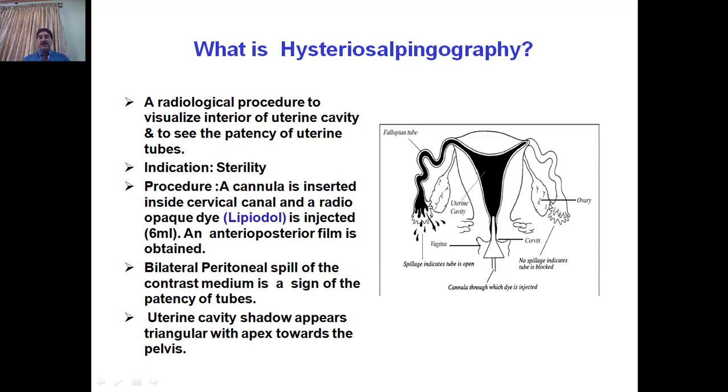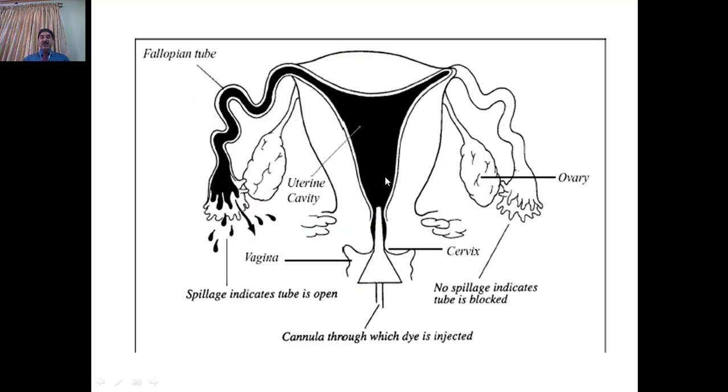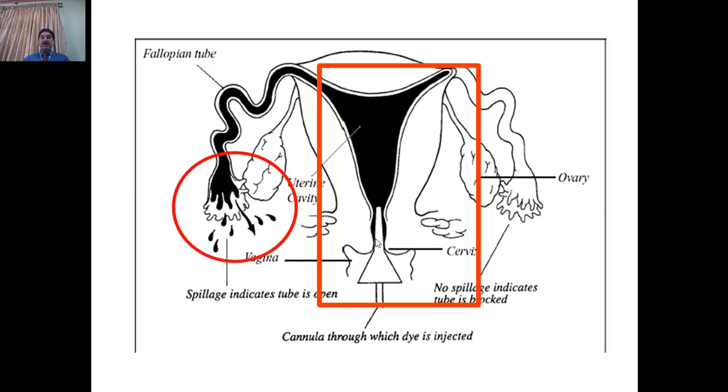However, if the tubes are not patent, the dye does not spill into the peritoneal cavity, or if there is a unilateral block of the uterine tubes, we can see it on the X-ray film. As shown in this diagram, a dye enters the uterine cavity. On the right side, it enters the peritoneal cavity. On the left side, due to blockage of the tube, dye does not enter the peritoneal cavity. Now, if both the tubes are blocked, fertilization is not possible. As shown in this diagram, this triangular area represents uterine cavity. On the right side, there is spill into peritoneal cavity. On the left side, dye has not entered the peritoneal cavity. This means the left uterine tube is blocked.